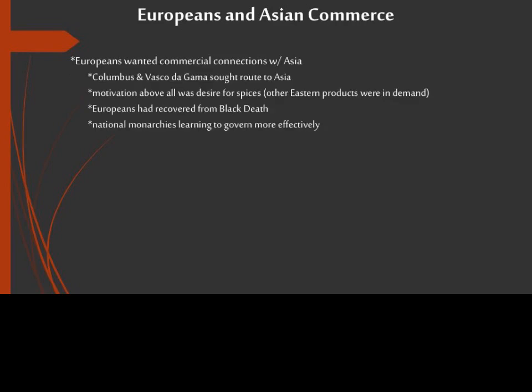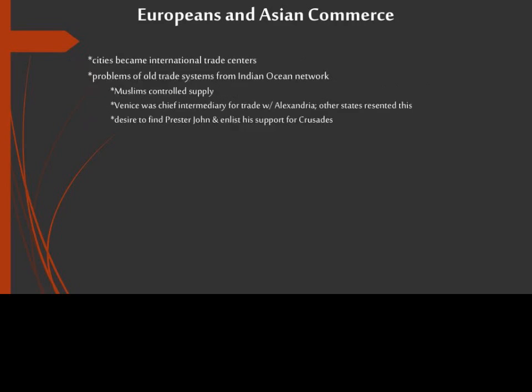Let's continue here. Europeans wanted commercial connections with Asia. Remember, Columbus and Vasco da Gama both sought a route to Asia. Motivation above all was the desire for spices. There were other Eastern products that were also in demand. European civilization had finally recovered from the Black Death. National monarchies were learning to govern their kingdoms more effectively. Cities became major international trade centers.